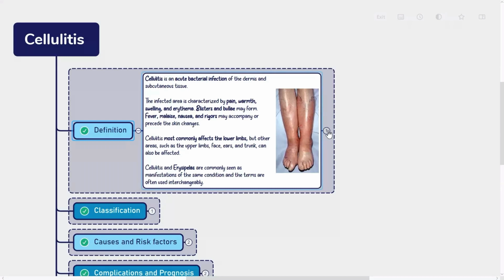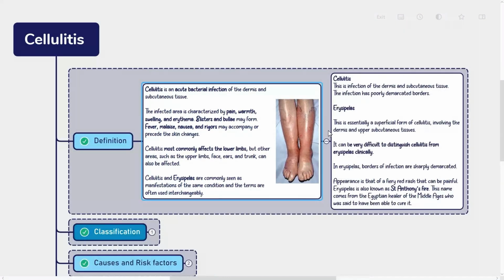Cellulitis most commonly affects the lower limbs, but other areas, such as the upper limbs, face, ears, and trunk, can also be affected. Cellulitis and erysipelas are commonly seen as manifestations of the same condition, and the terms are often used interchangeably. Cellulitis is an infection of the dermis and subcutaneous tissue. The infection has poorly demarcated borders.